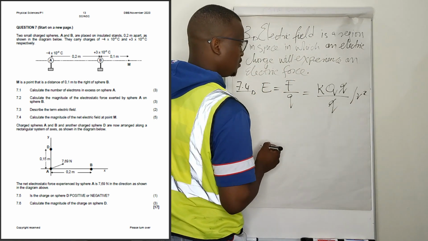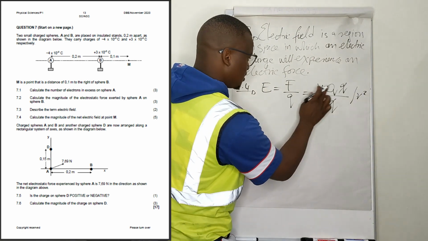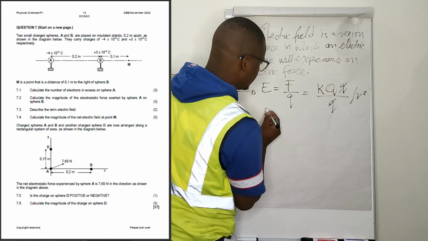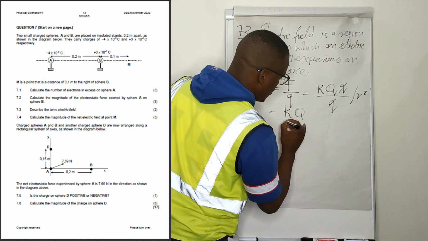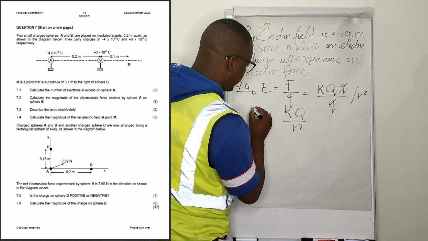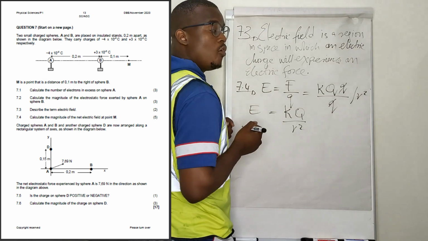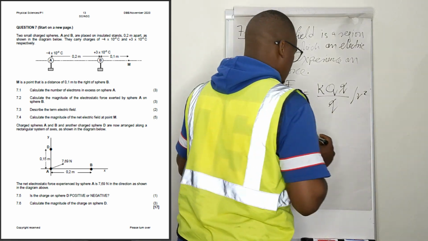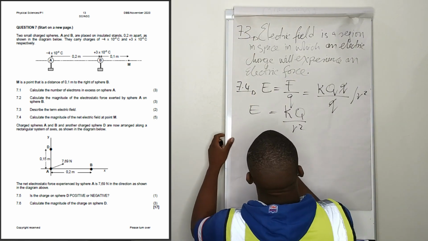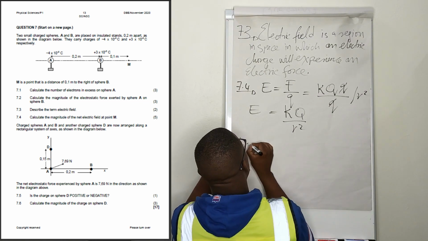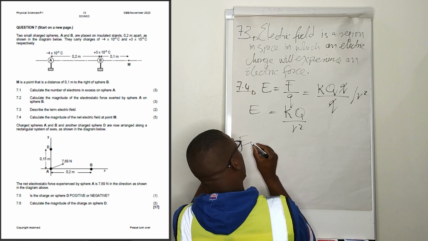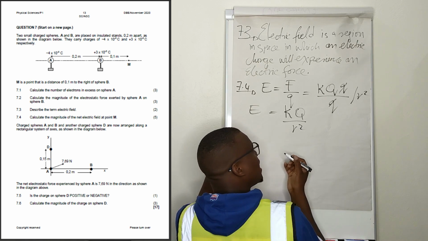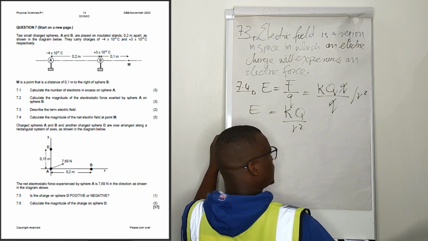R squared. Now, because this part is Coulomb's law, what do you have? You have kQ over R squared. This is our formula for electric field. So now we are calculating the electric field experienced by M as a result of A.